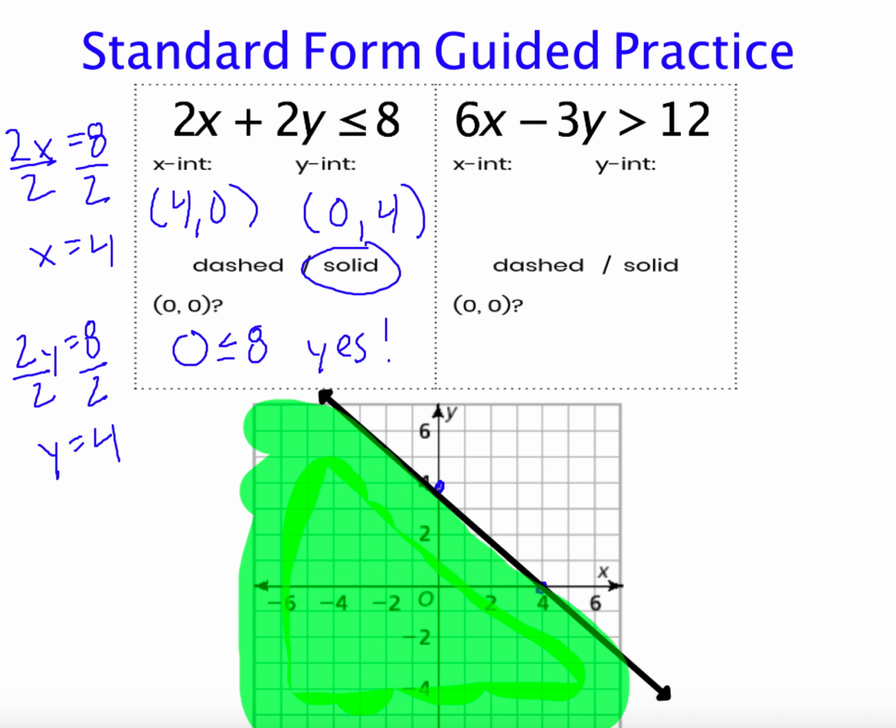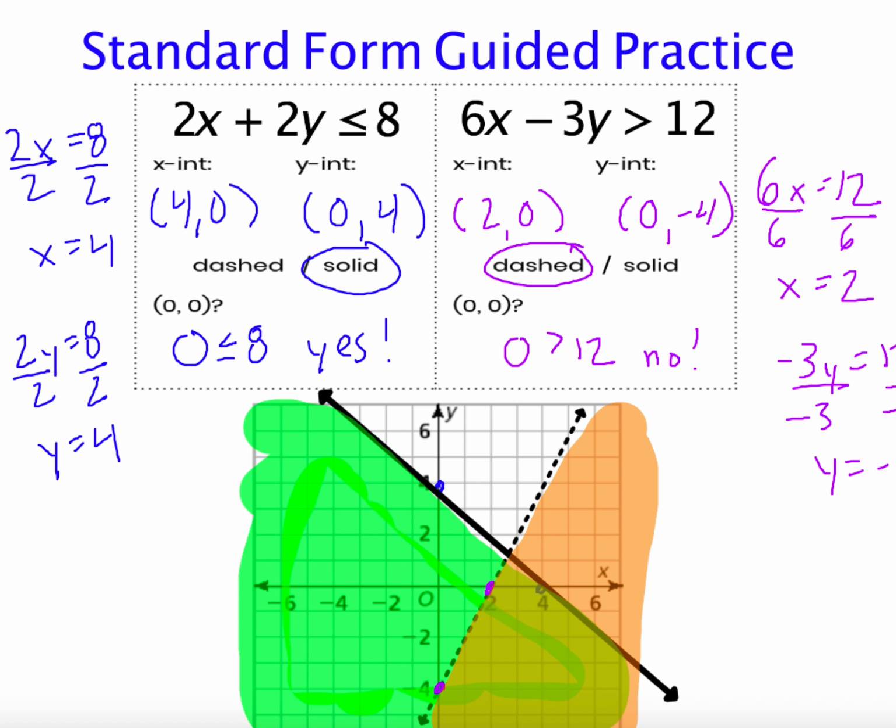Okay, hopefully you paused, and now let's check. Does your inequality match mine? I have an x-intercept of 2, a y-intercept of negative 4. I have a dashed line since there's no equality here, and is 0 greater than 12? Nope, so I'm graphing the region on the graph that does not include the origin.